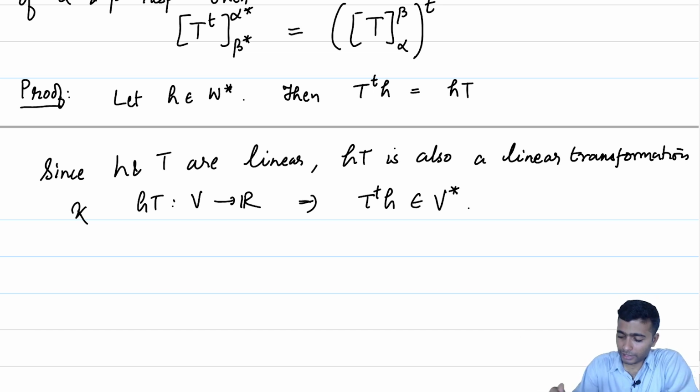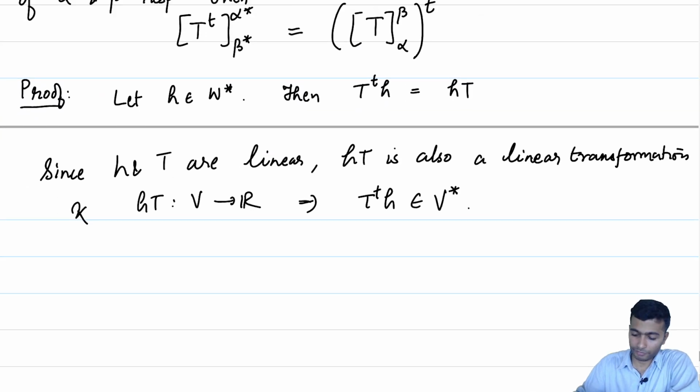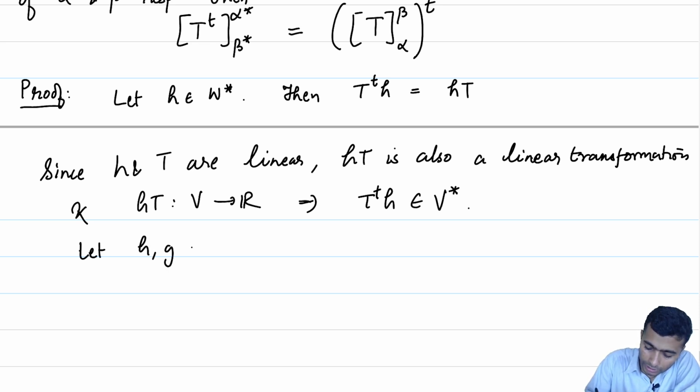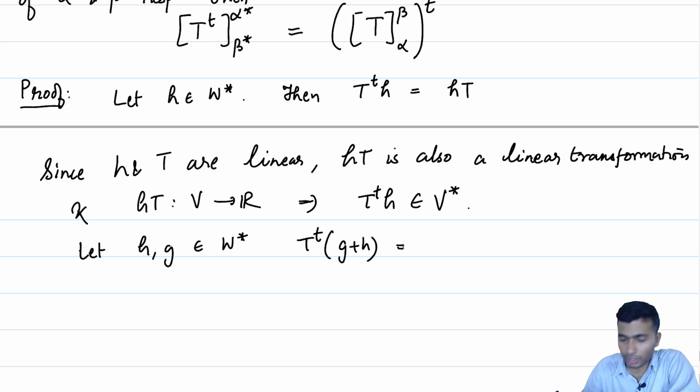Alright, let us now check that T transpose is a linear transformation from W star to V star. That is actually a simple check. Let H, G be in W star. Let us see what T transpose of G plus H is. I will just prove the additive part; the scalar multiplication can be shown similarly.